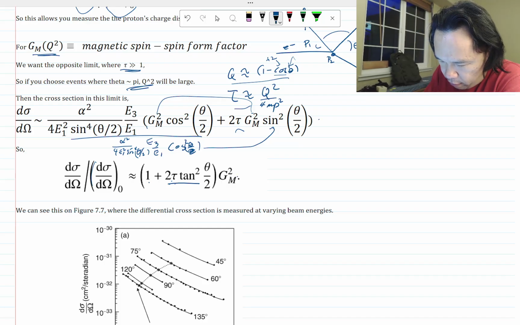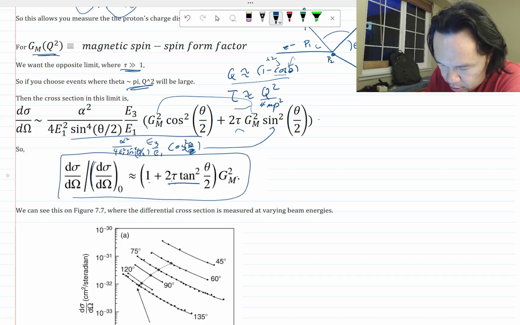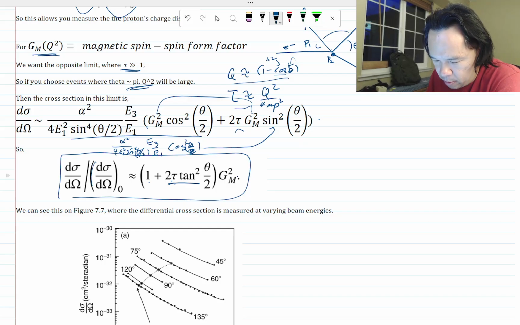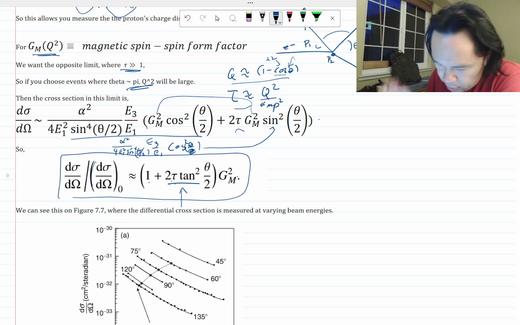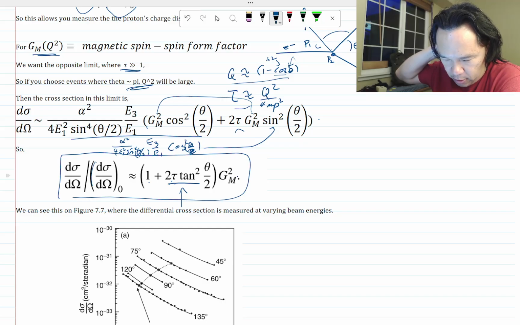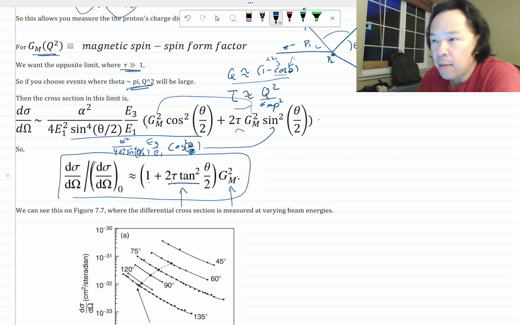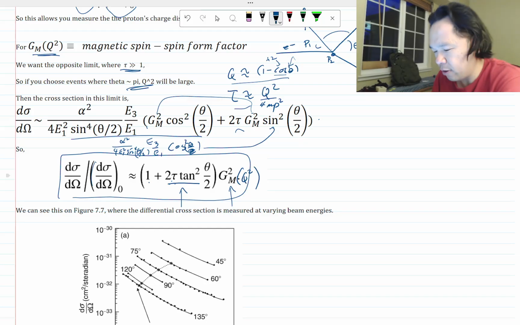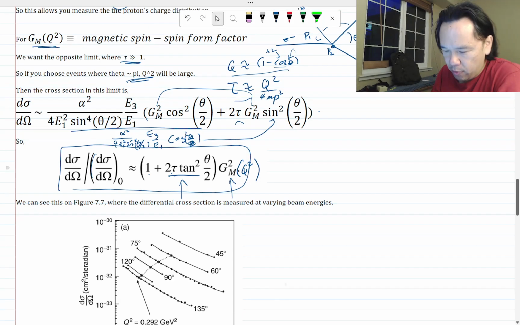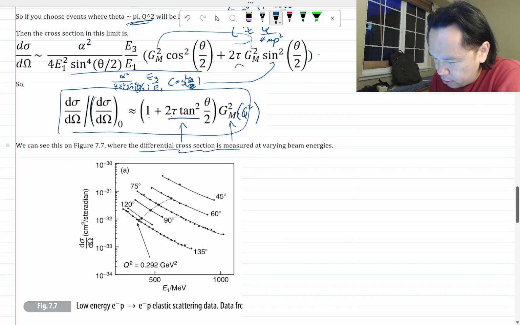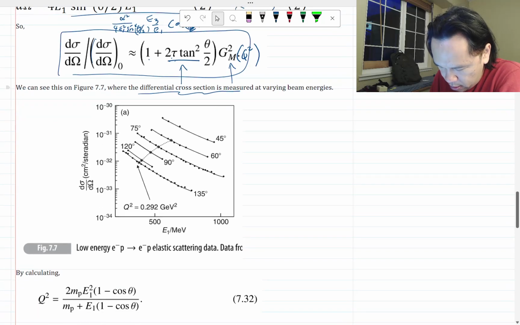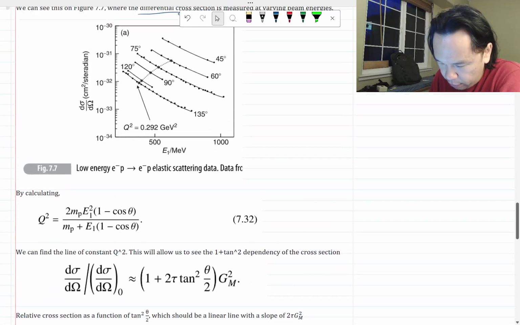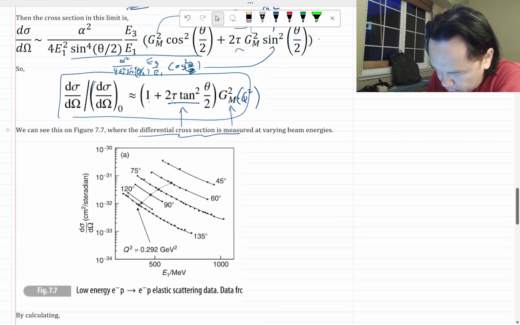Therefore, if you measure the cross section of your events relative to the Mott cross section, you're going to be able to tease out this basically 1 plus tangent square theta aspect of this, times whatever your magnetic form factor squared is supposed to be. And remember, just to highlight this, these are always functions of Q squared. We can actually see this when we look at the differential cross section at different beam energy. This is actually data from Hughes and Alt. You can actually see this in the data.